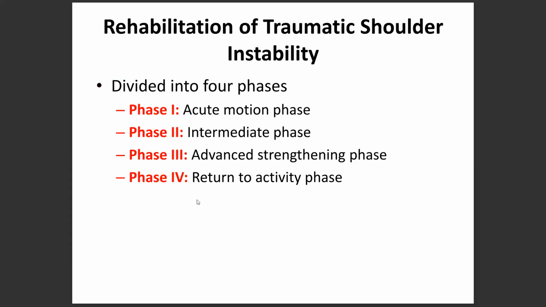Generally, if we talk about the protocol which is made for a traumatic shoulder instability, that is divided into 4 phases. Phase 1 is the acute motion phase. Phase 2 is the intermediate one. Phase 3 is the advanced strengthening phase, and phase 4 is the return to activity phase.